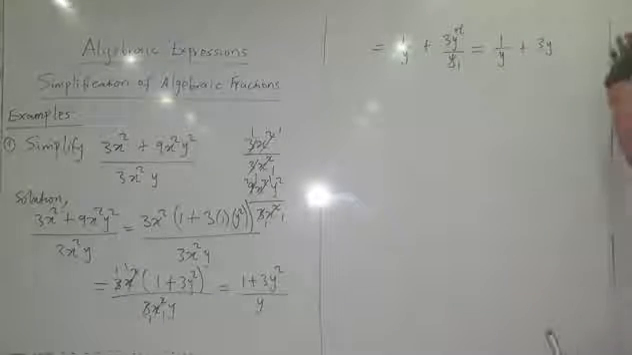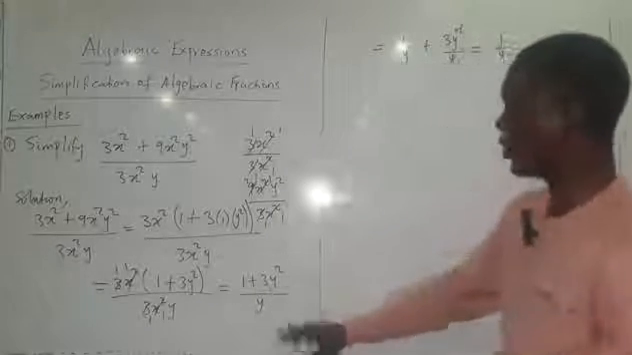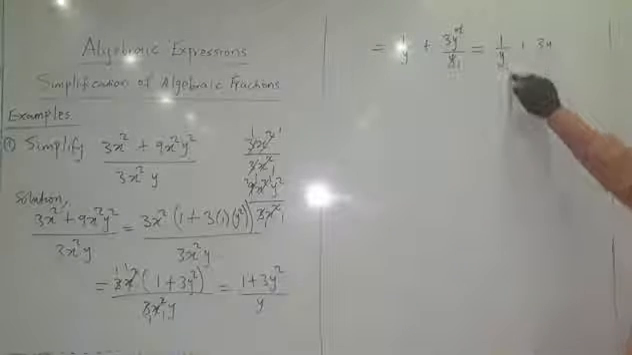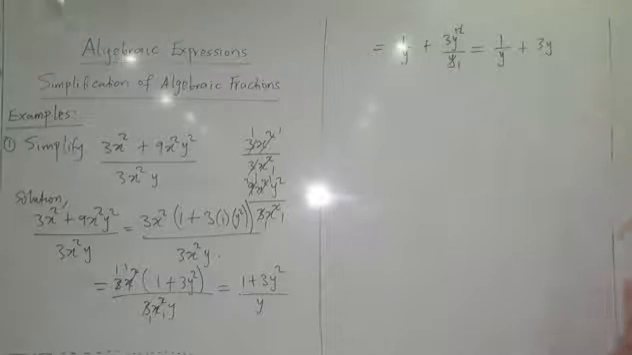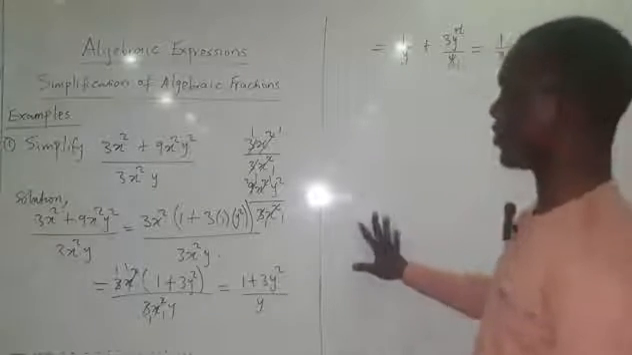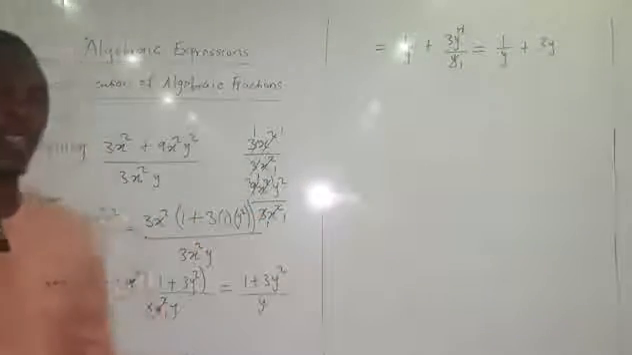If you are asked to simplify further, which means you are going to go back to this, it's better that you either leave it like this, or you leave it as 1 over y plus 3y. So that's the solution to the first example. So we move to the second example.